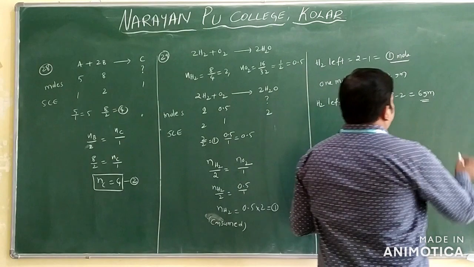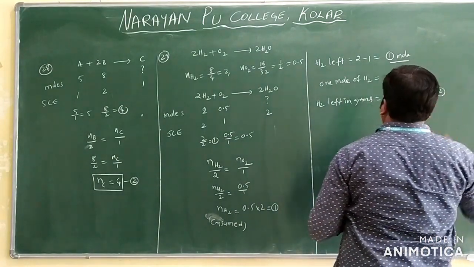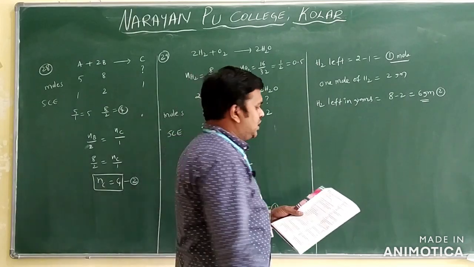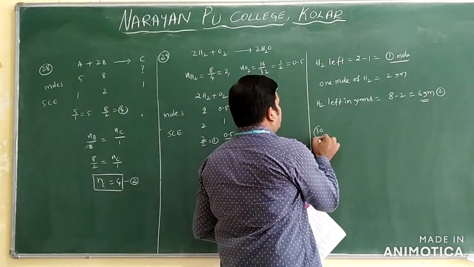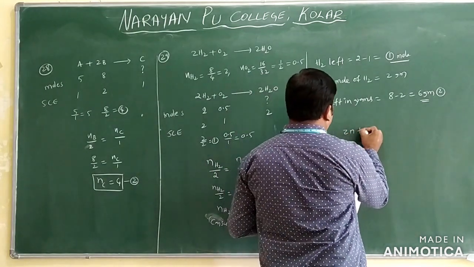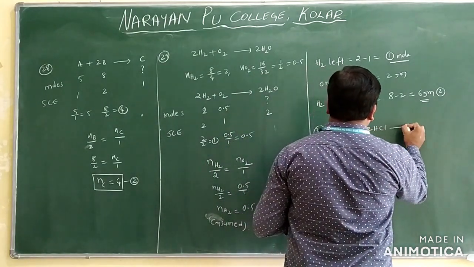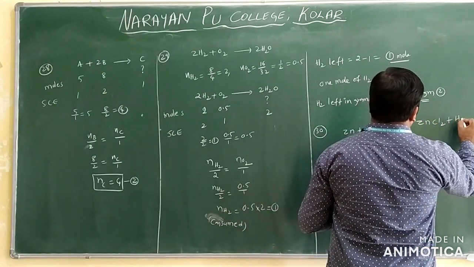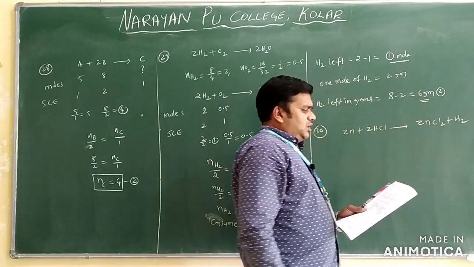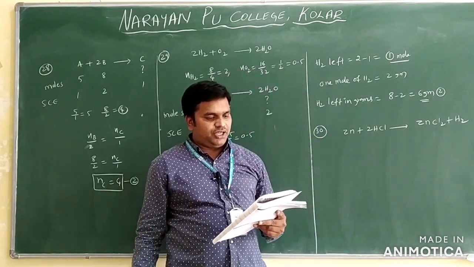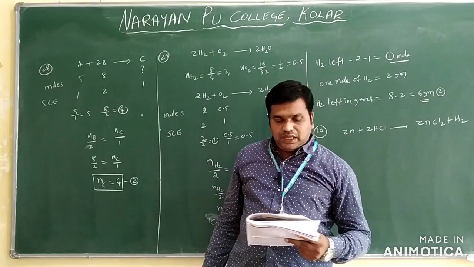So what is the answer you can take for this question? That is option 2 for question number 29. Let us see the next question, question number 30. I will write the equation given here: Zn plus 2HCl gives rise to ZnCl2 plus H2. Zinc and hydrochloric acid react according to the equation I already wrote.